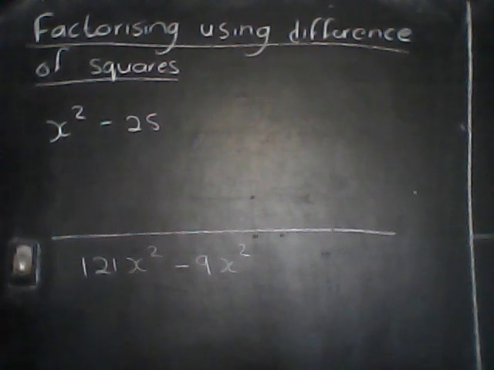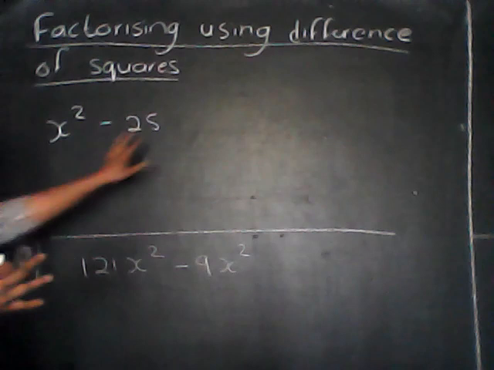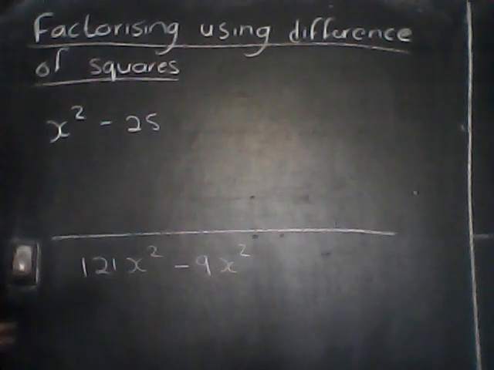In this video, we are covering factorizing using a difference of squares. Now, a difference of squares simply means that we look for the number multiplied by itself that will give us this answer, right? So this is where it's important for you to know your multiplication tables.